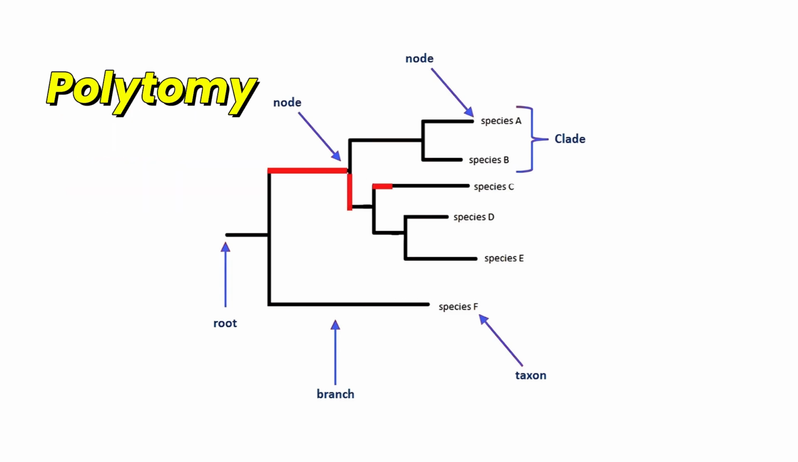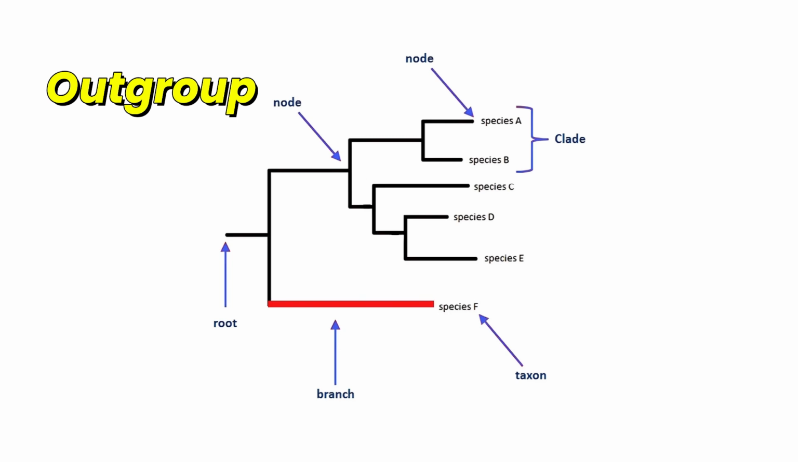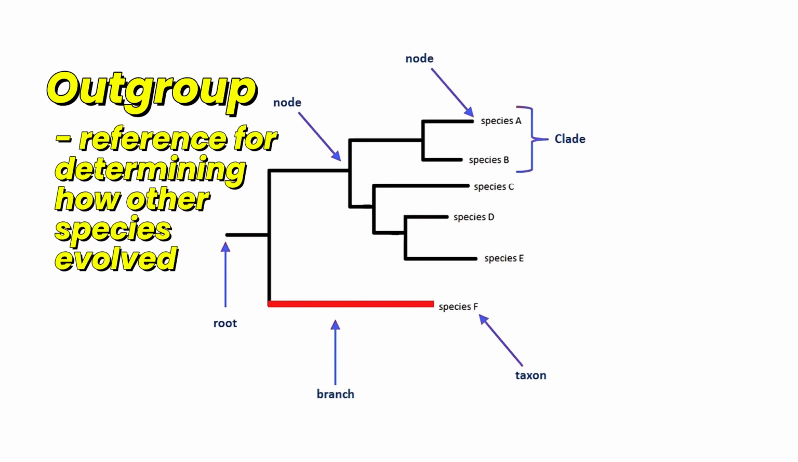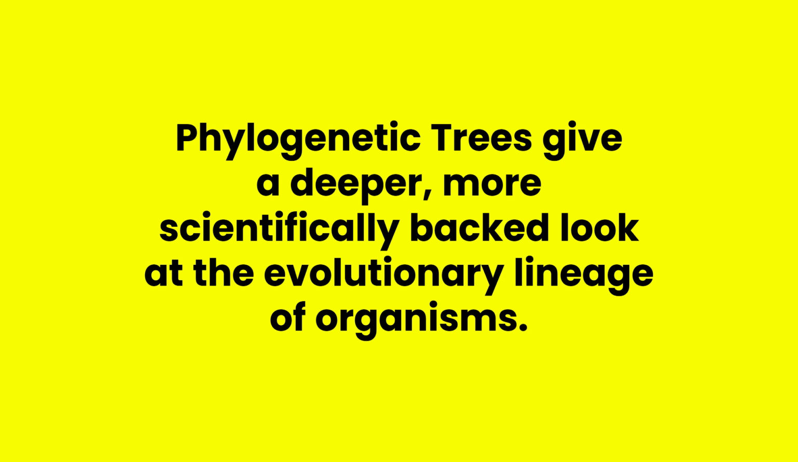A polytomy, where multiple branches emerge, shows uncertainty in evolutionary relationships. Outgroups also help serve as a reference for determining how all the species evolve. So, while cladograms are great for simple trait-based comparison, phylogenetic trees give us a deeper, more scientifically backed look at the evolutionary lineage of organisms.